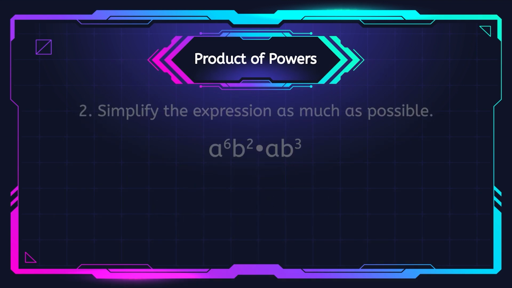We did it! Okay, next problem. This one says to simplify the expression as much as possible. And we have a to the 6th, b squared, times a b to the 3rd. Whoa, there are 2 different bases in this problem. What do you think that'll mean for our final answer?